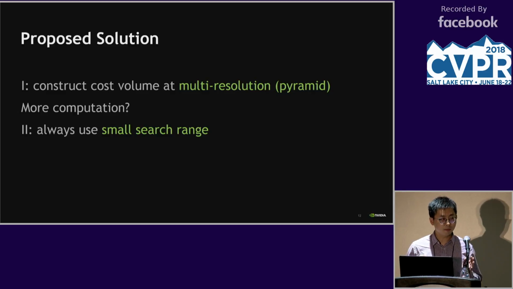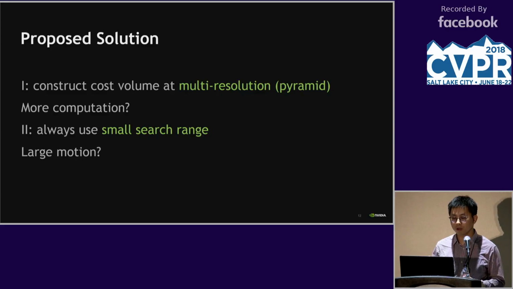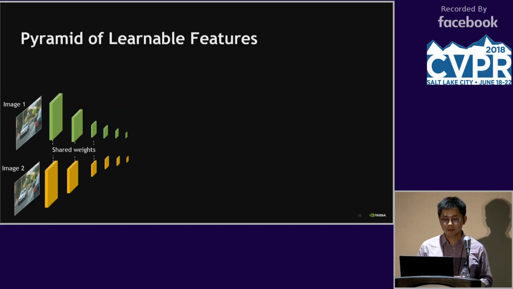But can we use a small search range to deal with large motion? So next, I'm going to show how. So this is our algorithm. First, given the two input images, we construct a feature pyramid.